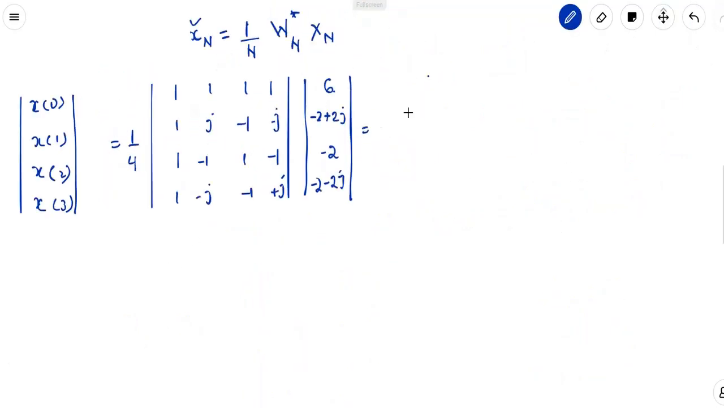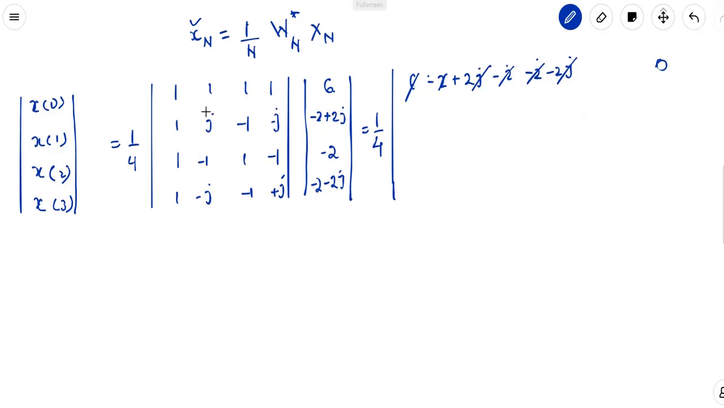This is equal to 1 by 4. So 1 into 6, 6. Then 1 into minus 2 plus 2j, so this is minus 2. Again 1 into minus 2, again 1 into minus 2j, so this is minus 2j. So this one and this one will get cancelled, and this 6 will get cancelled. Okay, so this one you are going to get as 0. I'll write down here 0.